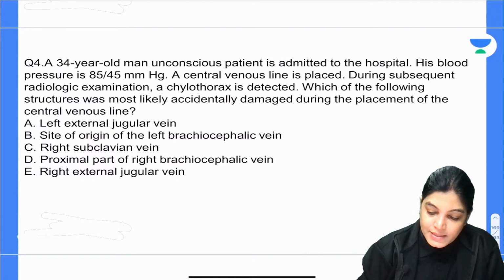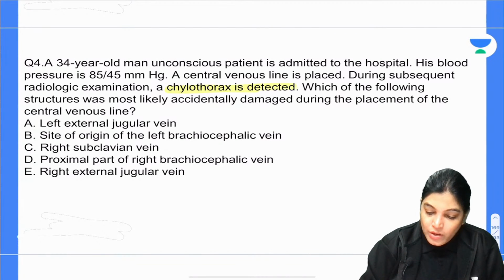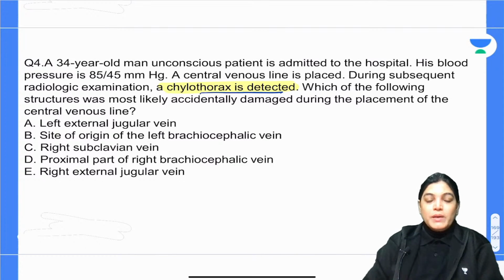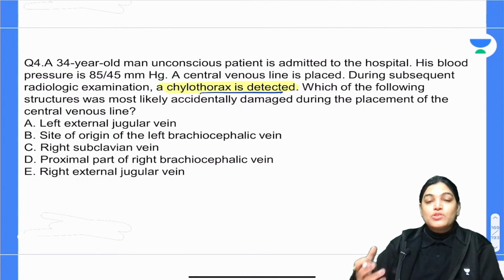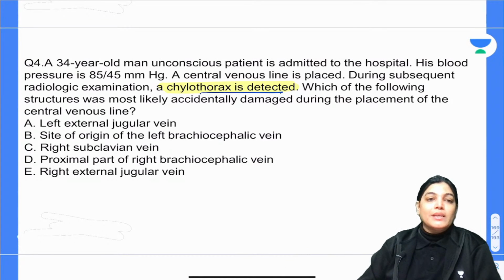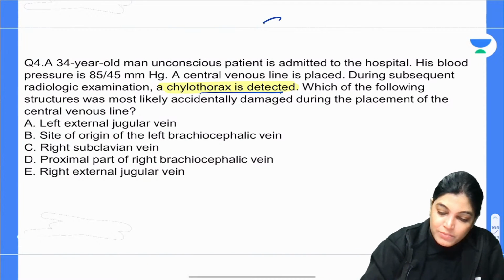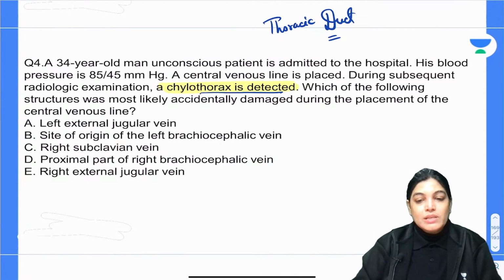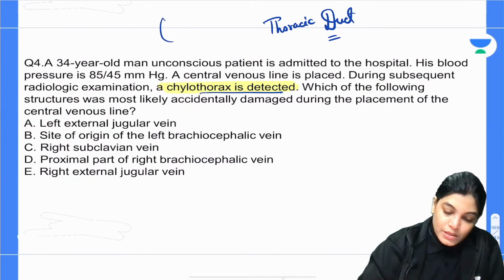So the key point is that chylothorax is detected. That is giving the hint as to which structure has to be approached and which structure is lying very close to it, and that will give you the correct answer. Chylothorax is detected means thoracic duct is involved. So in this case, thoracic duct is involved. Chylothorax is usually caused by injury to the thoracic duct.